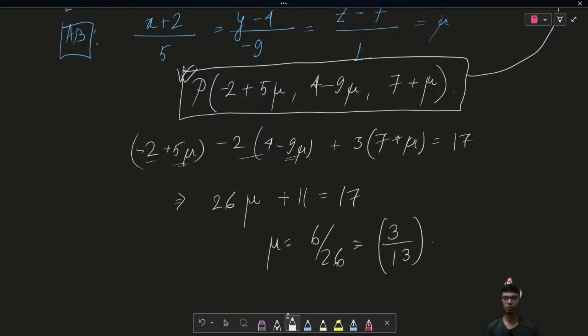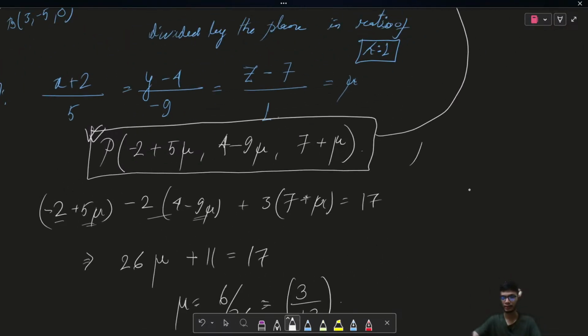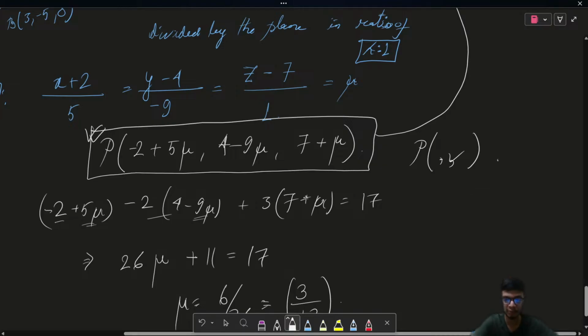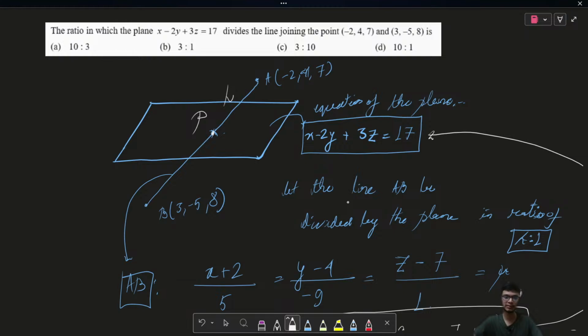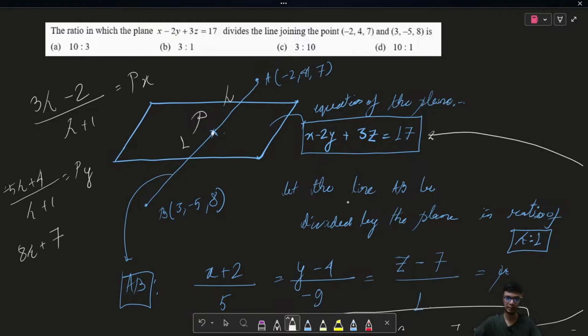Okay. So once you obtain the value of mu, you already have your point P. You already have the coordinates of your point P. Now once you have the coordinates of point P, this point P can also be given by the section formula ratio, that is, we're assuming it as lambda is to 1. So if I use this result, then 3 lambda minus 2 by lambda plus 1 would be the x coordinate of point P. Similarly, minus 5 lambda plus 4 divided by lambda plus 1 would be the y coordinate of point P, and 8 lambda plus 7 divided by lambda plus 1 would be the z coordinate of point P.